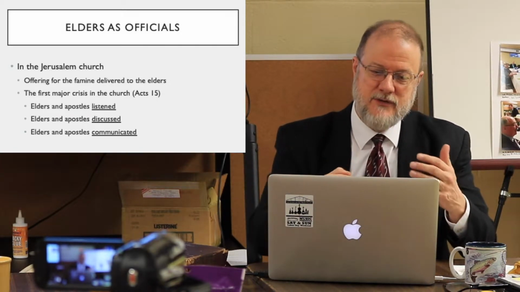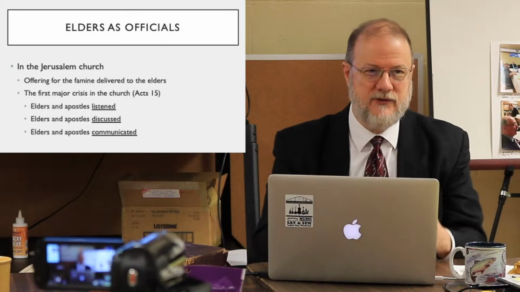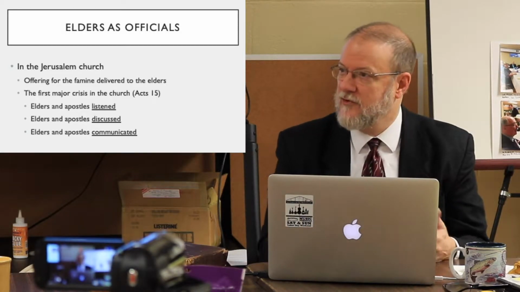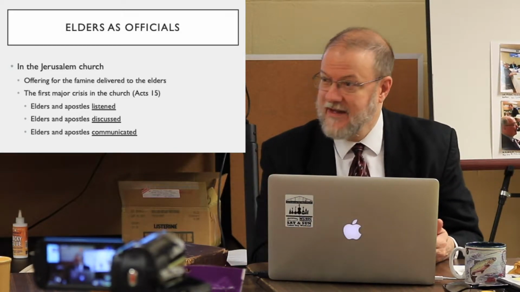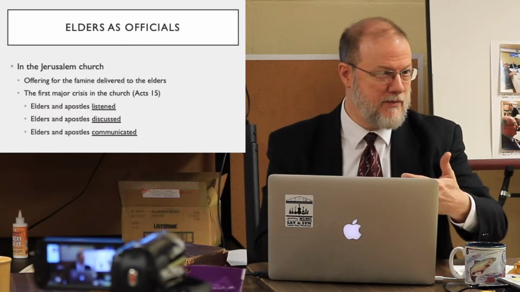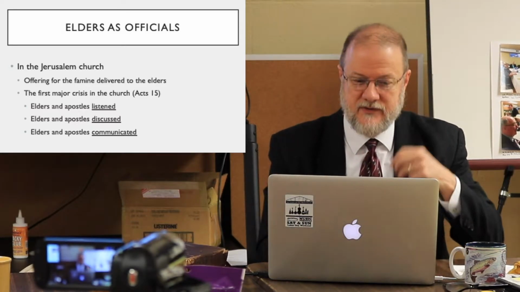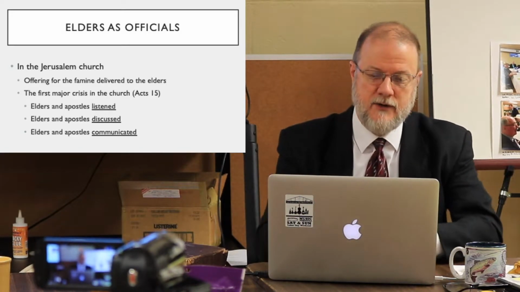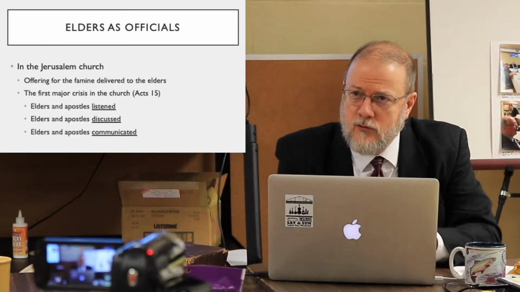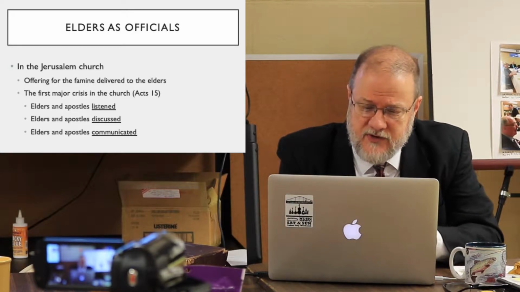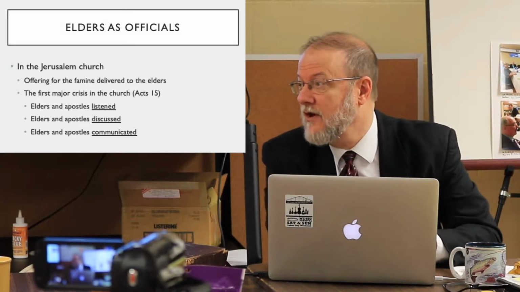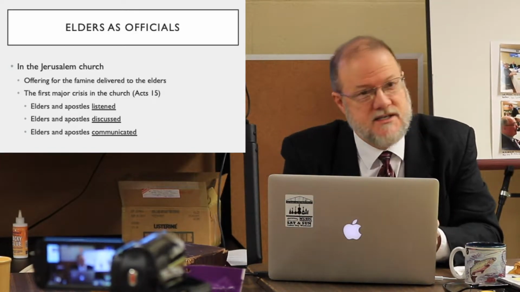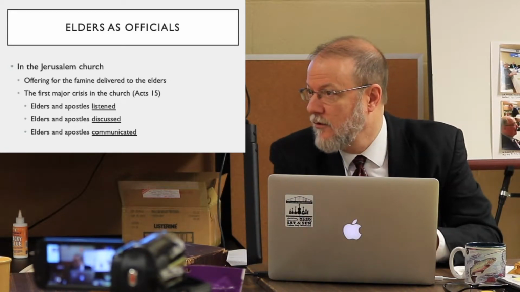And as you read through the chapter, the elders and apostles do three things. First, they listen. They listened to Paul and Barnabas explain this. They listened to others. They heard as much of the story as they could. And then the text seems to indicate that they went off by themselves. They discussed among themselves, what should we do?